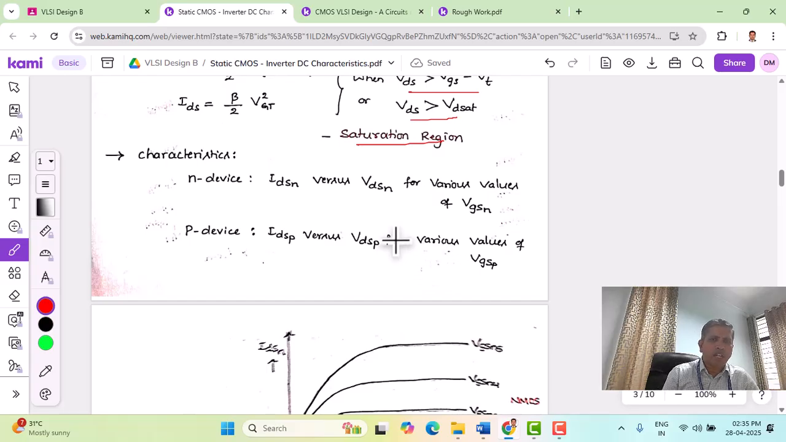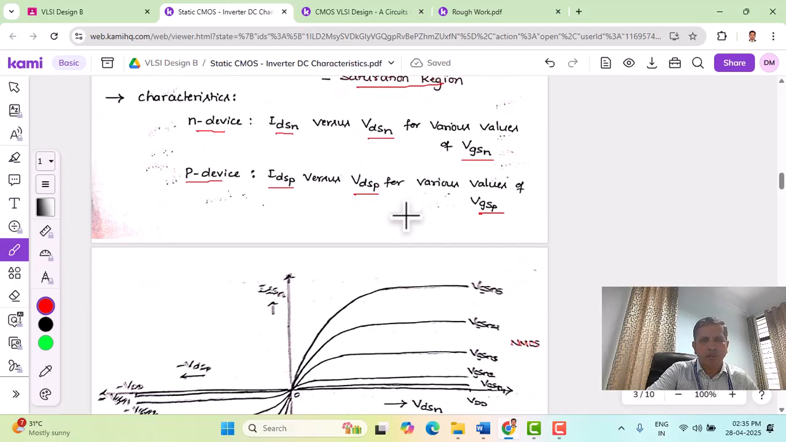Now let us plot the characteristics. Since we are following a graphical method to draw the inverter characteristics, we need to plot the N device and P device characteristics separately. So let us plot for the N device. For the N device, we are going to show a graph of IDSN versus VDSN for various gate to source voltages for the NMOS transistor. Similarly, for the P device, we are going to plot the drain to source current of the PMOS device versus the drain to source voltage of the PMOS transistor for various values of gate to source voltage of the PMOS device. So let us see these plots graphically here.